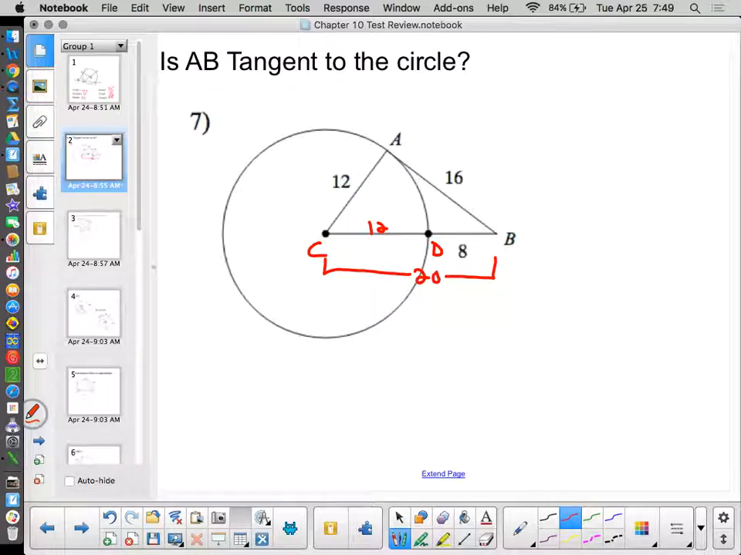Right? So put the pieces together by adding, not by multiplying. A lot of people are still getting mixed up with that. Now, how do I check it? How do I check to see if that's a right triangle?